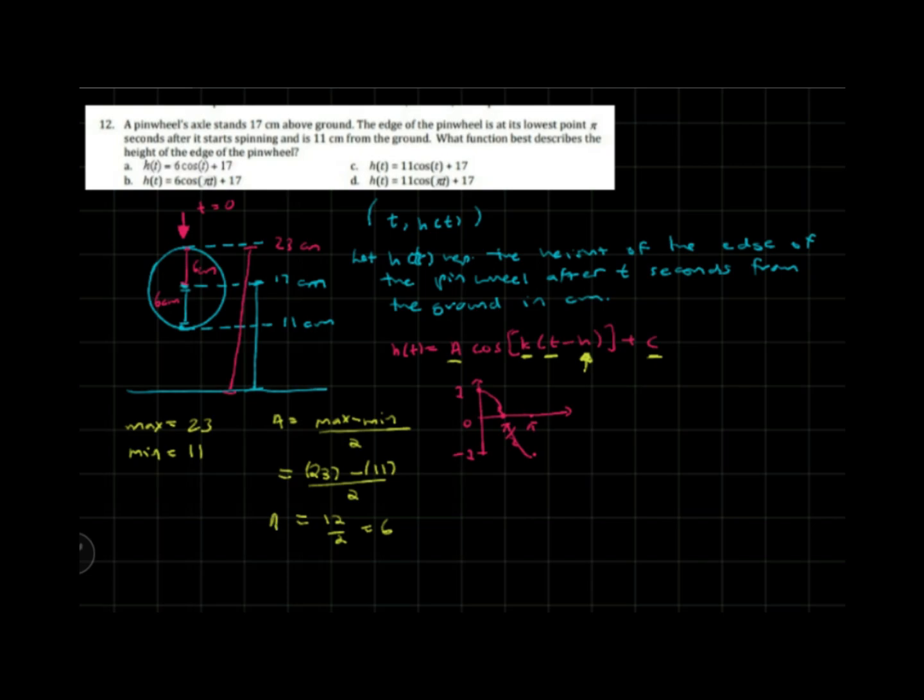If you want to figure out the horizontal axis, it's the midpoint of the maximum and minimum points, which is 23 plus 11 divided by 2, which is 34 divided by 2, which is 17. So the horizontal axis here is 17. And this is consistent with our midpoint, or our axle, right? The distance of our axle from the ground. So c is equal to 17.